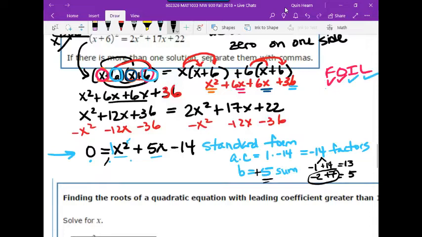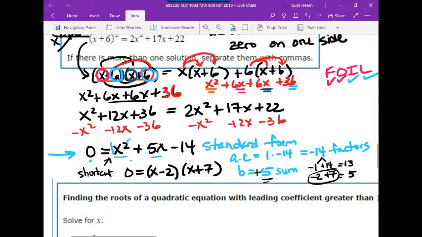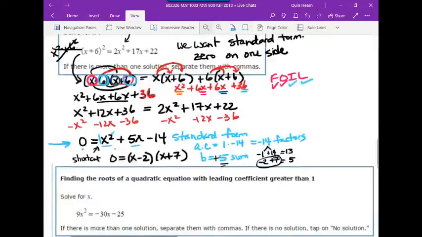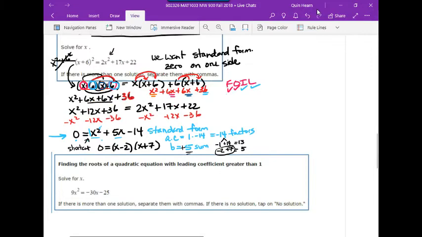Now, if the coefficient in front of the x squared was not a 1, we would use that to split the middle term. But since it's a 1, we can use our shortcut. This is going to be 0 equals x minus 2, one of the factors we found was negative 2, times x plus 7. All right, so far so good. We've accomplished something very important, and that is that we have written our original equation in standard form and then the factored version of standard form.